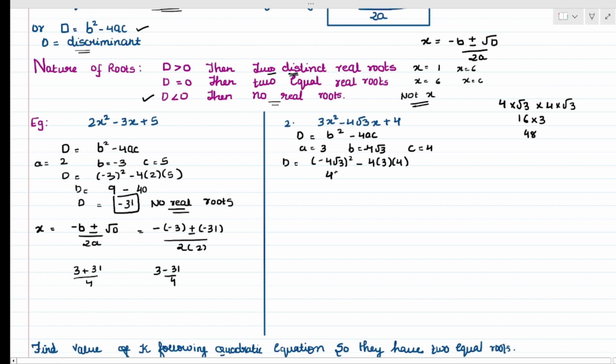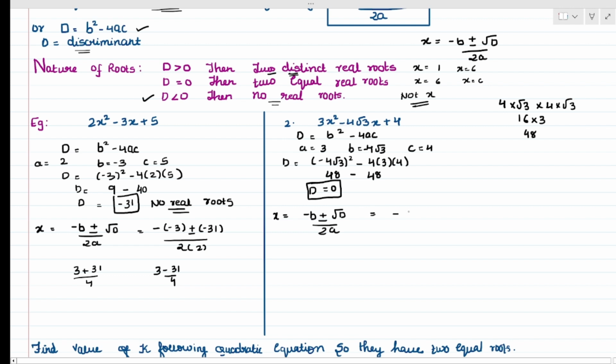So you will get 48 over here. Positive 48. So write over here 48 minus 4 4s are 16 and 16 3s are 48. That means 48 minus 48, D is equal to 0. Okay. Keep this in the box. Now substitute into your formula for the quadratic equation: x is equal to minus b plus minus under root D upon 2a.